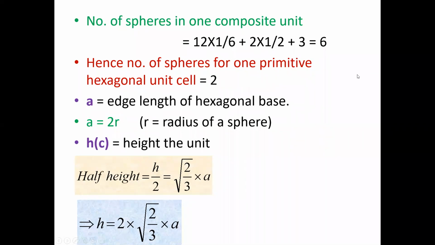So if 6 spheres are present virtually in one composite unit, if you ask a question, what is the number of spheres in one primitive hexagonal unit cell? Obviously by 3, because such big unit has 3 primitive unit cells. So 6/3 is 2. So you must know very clearly. For the understanding purpose, we are taking the big unit containing 3 unit cells. But if question will ask you how many spheres are present, virtually present in one primitive unit cell, it is 2.